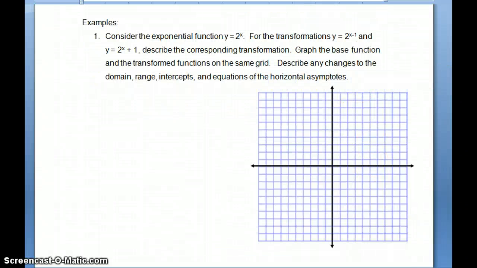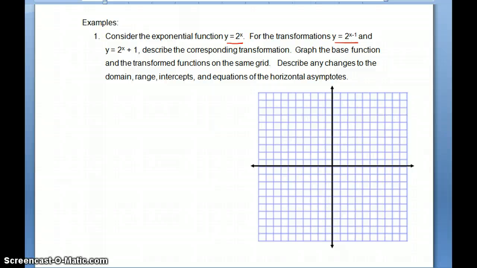Okay, so here in this first one, we need to consider the exponential function. Here we have y is equal to 2 to the power of x. Then we're also given that they have some transformations. There's one where we have y is equal to 2 to the power of x minus 1, and y is equal to 2 to the x plus 1. So here we need to describe the corresponding transformations.